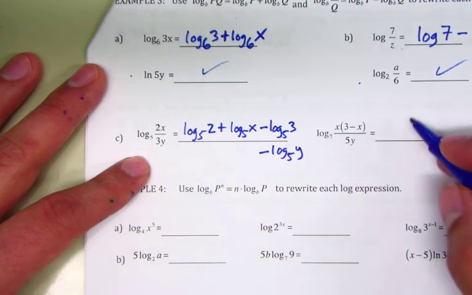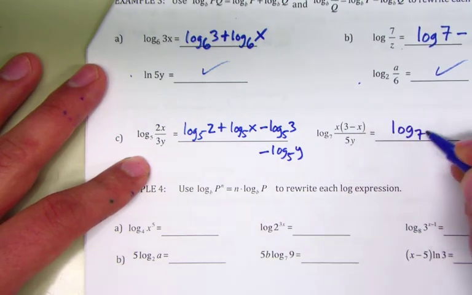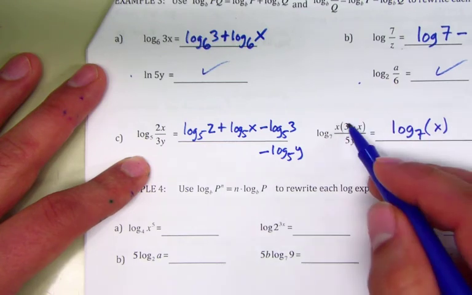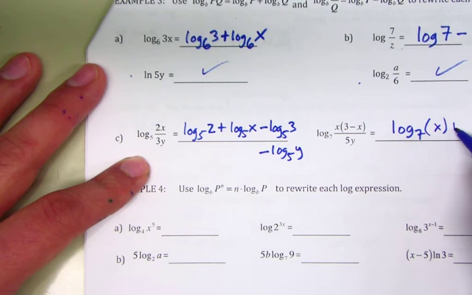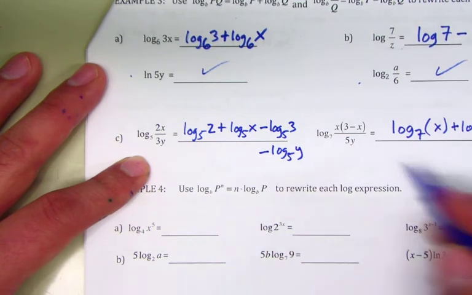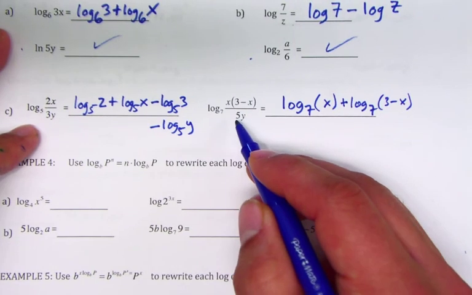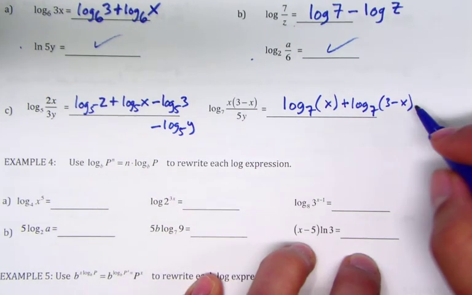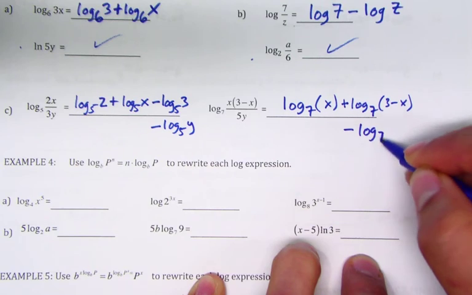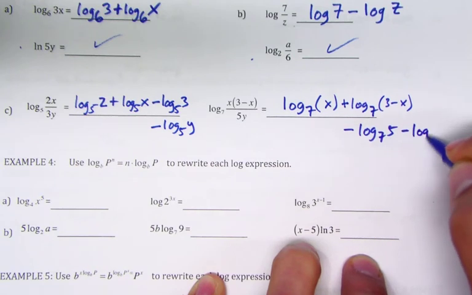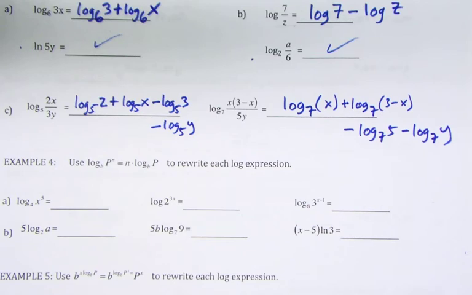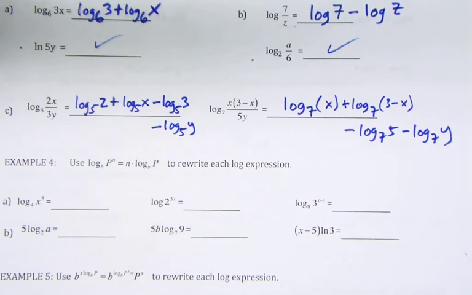Let's do this one with variables. Log base 7 of x. We're multiplying, so now we're going to add log base 7 of whatever that is, 3 minus x. And now we're dividing by both 5 and y. So what's the rest of it? Uh-huh. Good. Is that making sense to you guys?